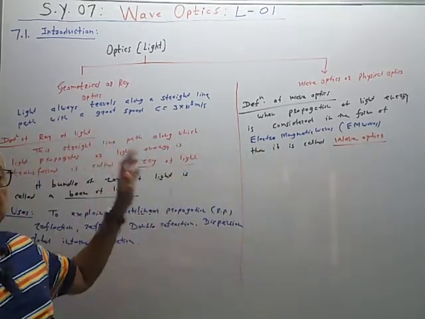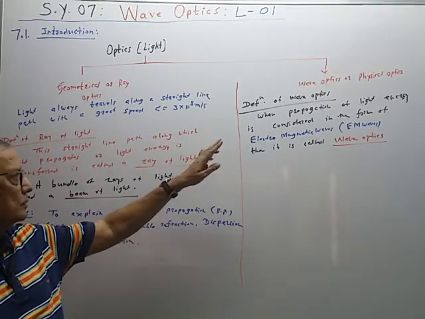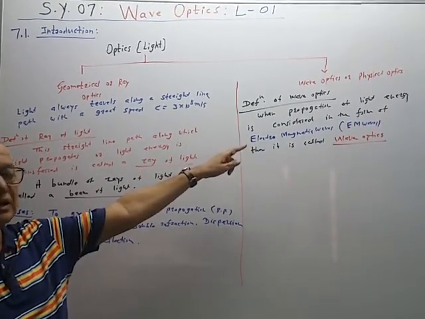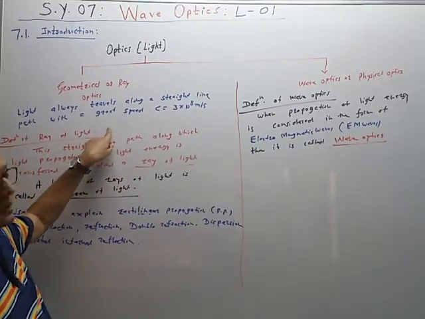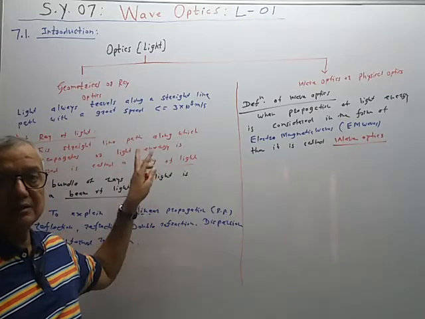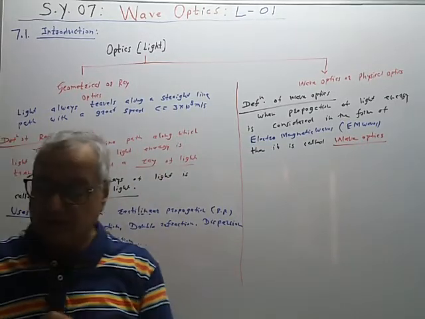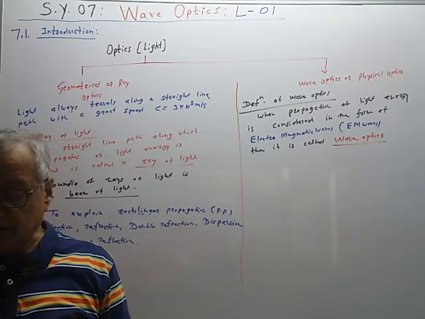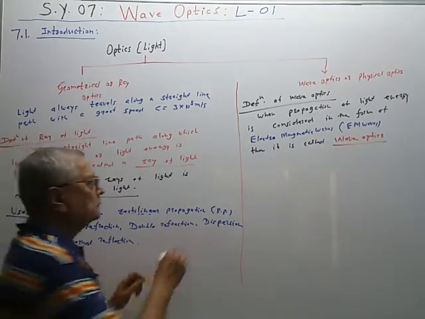This is the difference between ray optics and wave optics. Here we are considering the propagation of light energy in the form of electromagnetic waves. Here we are considering the rays of light like this. So these are waves, these are rays. The name itself suggests that. Now this phenomena can be used to explain this phenomena.